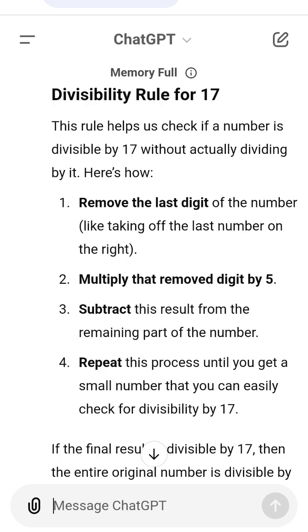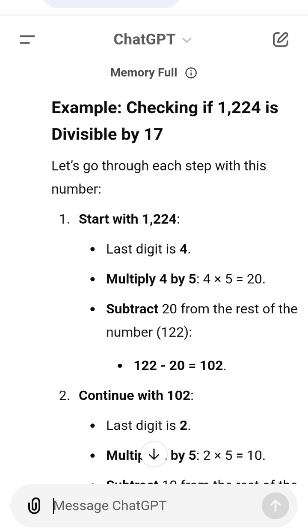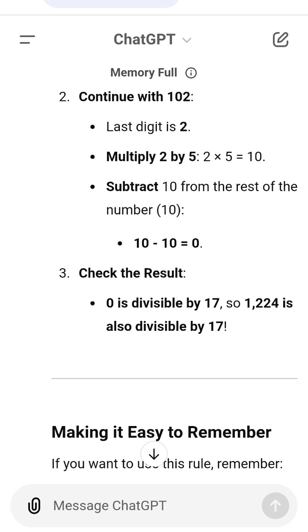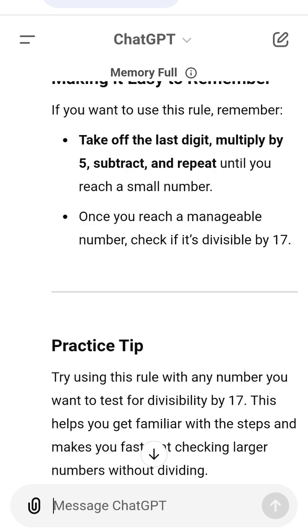If you want to use this rule, remember: take off the last digit, multiply by 5, subtract, and repeat until you reach a small number. Once you reach a manageable number, check if it's divisible by 17. Practice tip. Try using this rule with any number you want to test for divisibility by 17. This helps you get familiar with the steps and makes you faster at checking larger numbers without dividing.